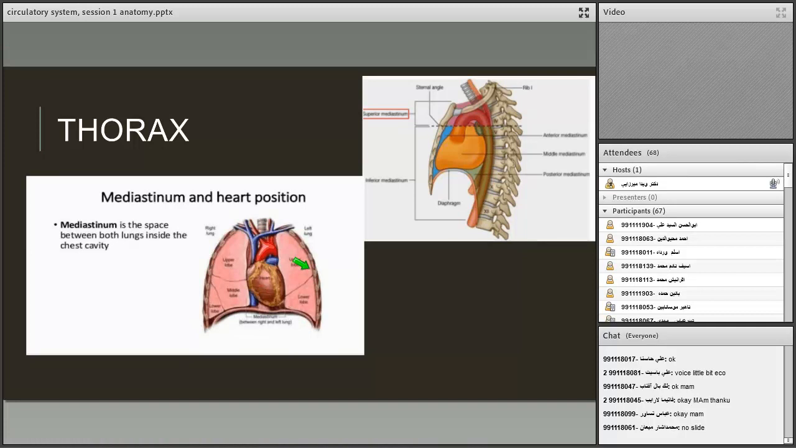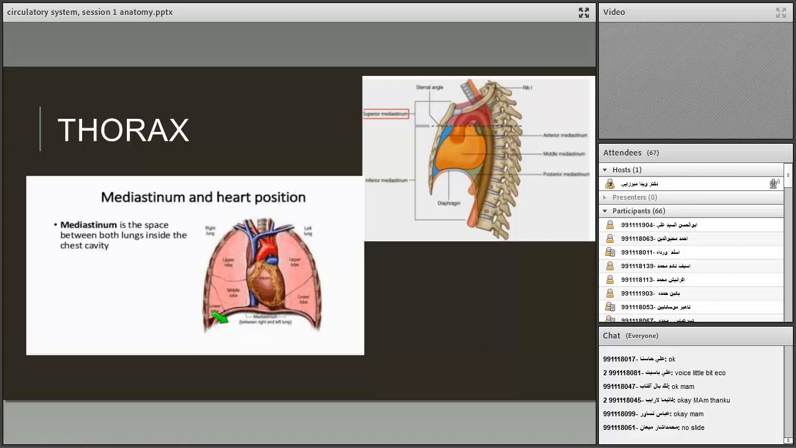The thorax, or the thoracic cavity, I said it's a cone-like shape, but its base is not a circle. It's like an oval because the side-to-side diameter is much more than the anterior to posterior diameter.